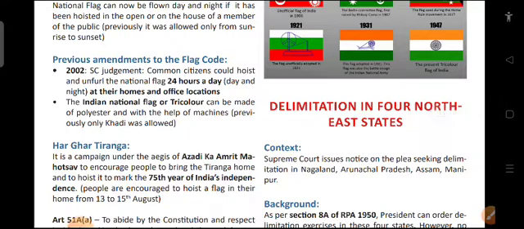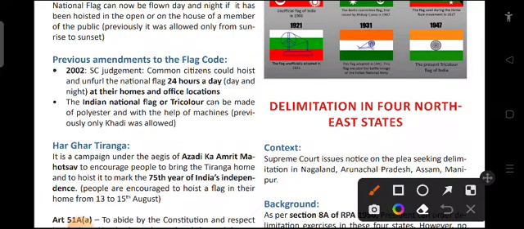Previous amendments to the flag code. So what are the previous amendments made? First, the 2002 Supreme Court judgment. A common citizen could hoist and unfurl the national flag 24 hours a day and night at their homes and office locations. If someone needs to hoist a flag, they can do it. So this judgment was given by the Supreme Court in 2002.